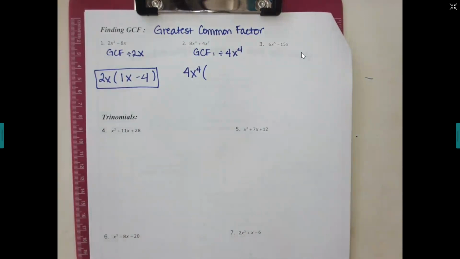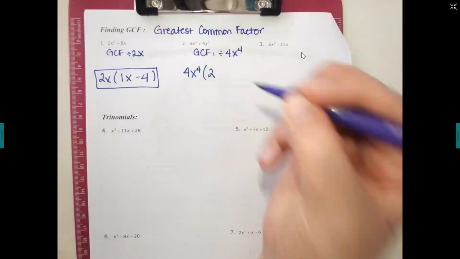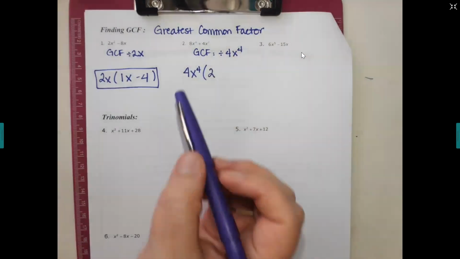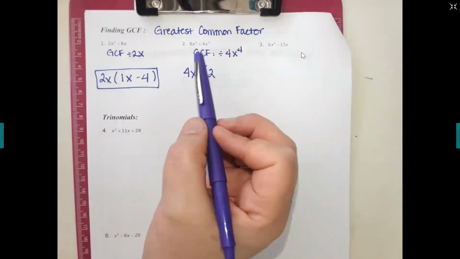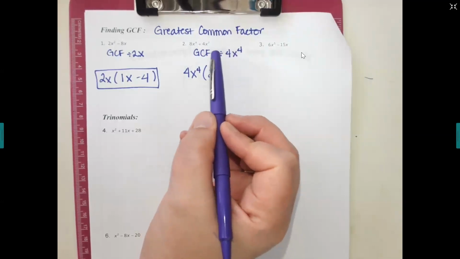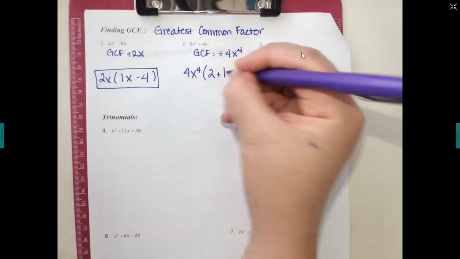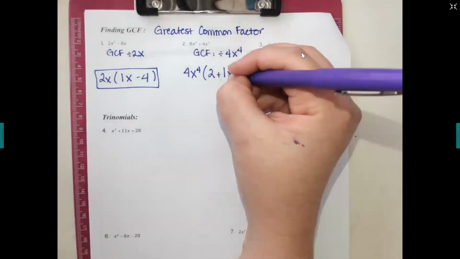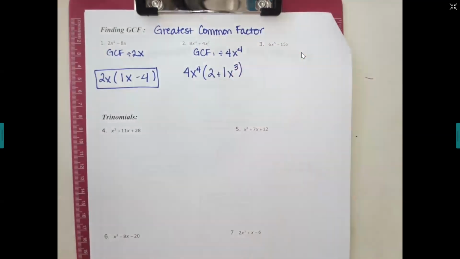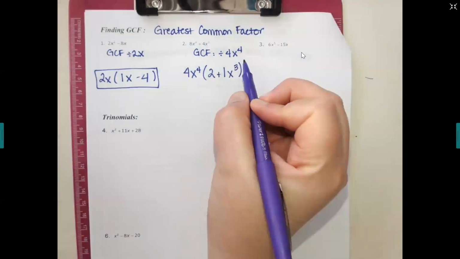8 divided by 4, what's my number? 2, and how many X's left over? For that one, it would be none, because I had 4 and I took all 4 out. Okay, what about my plus 4? 4 divided by 4 is now 1. How many X's left over? Would be 3. Okay, because I had 7, but if I pull 4 to the outside, then I'd only have 3 left. Okay? All right, go to number 3.